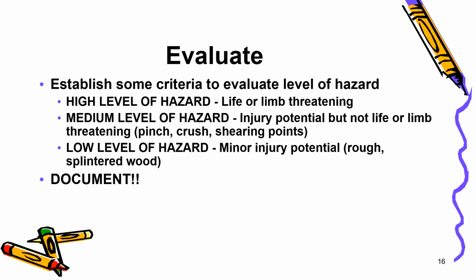Once you have thoroughly examined every part of the playground and documented any hazards, it's time to evaluate the severity of each hazard. Use the criteria on your audit form. Determine whether the level of each hazard is high, medium, or low. If the hazard is life or limb threatening, record it as a high-level hazard. If the hazard could cause significant injury but is not life or limb threatening, record it as a medium-level hazard. If the hazard could cause a minor injury, record it as a low-level hazard.